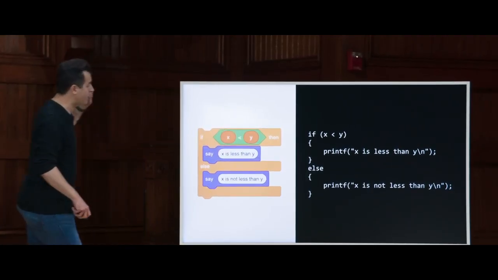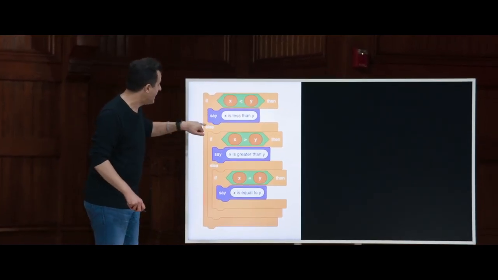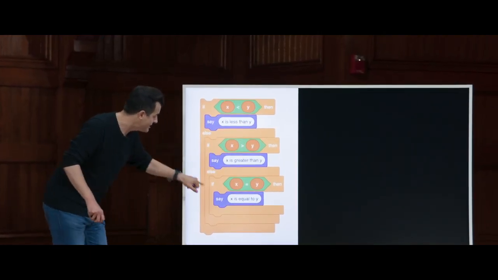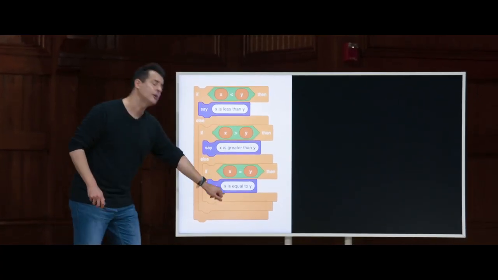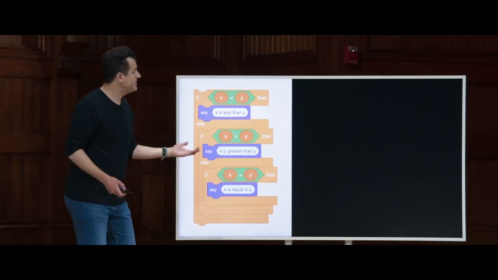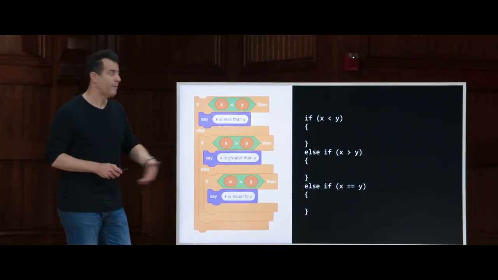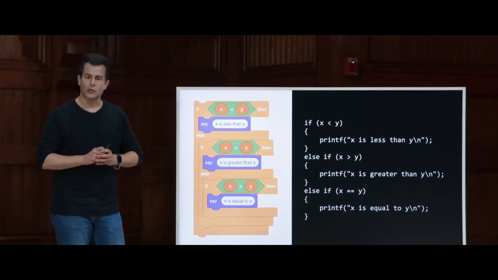What about a three-way fork in the road? If x is less than y, then say x is less than y. Else, if x is greater than y, say x is greater than y. Else, if x equals y, then say x is equal to y. Well, you can probably see where this is going on the right-hand side. It looks almost the same. In fact, if I add in the printfs, it's really almost the same, at least logically.